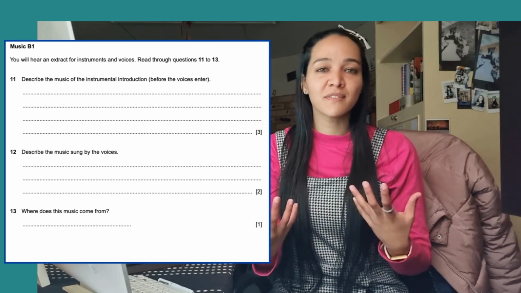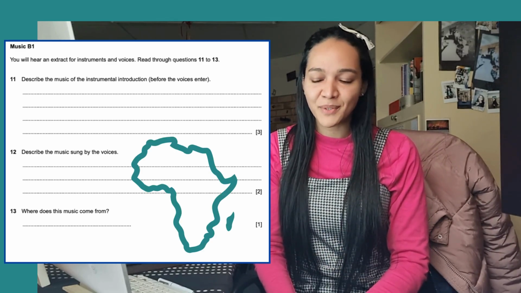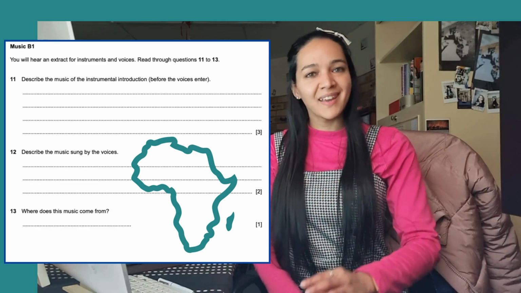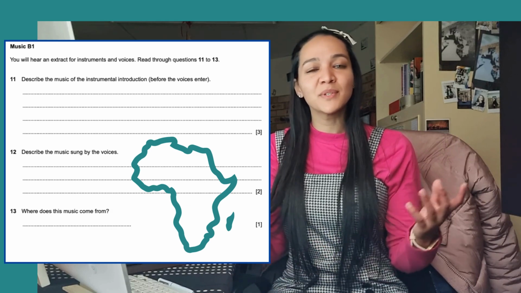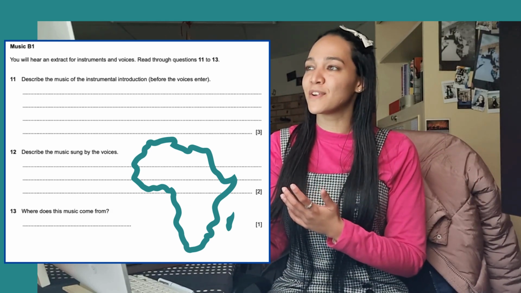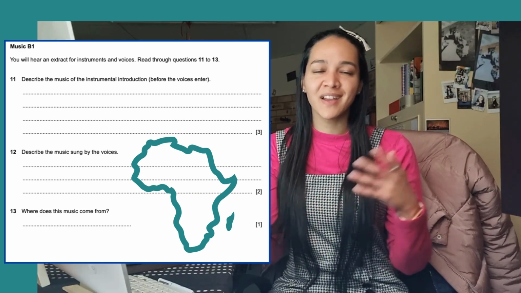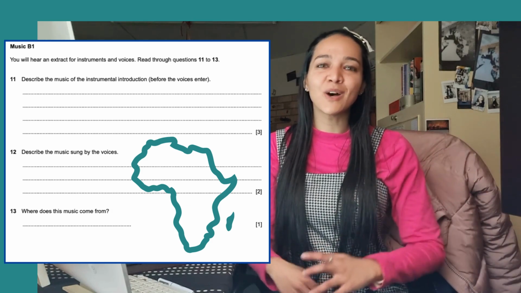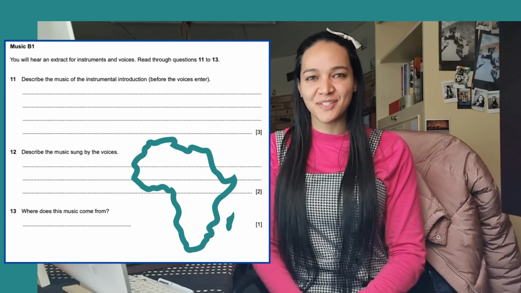For 1 mark, we are definitely going to say it comes from Africa. We don't have to specify a specific region or even a specific country in Africa, but we're dealing with African music today. It will make itself very known and obvious on the extract. And of course, this video is all about African music, so we're dealing with Africa today. Let's hop into our listening and then we can answer our questions.